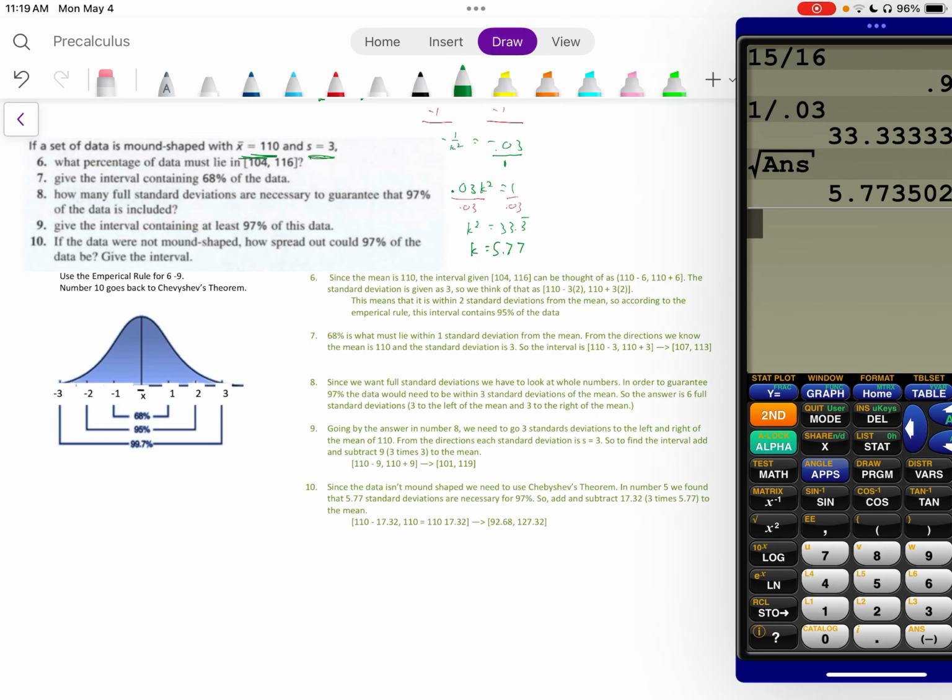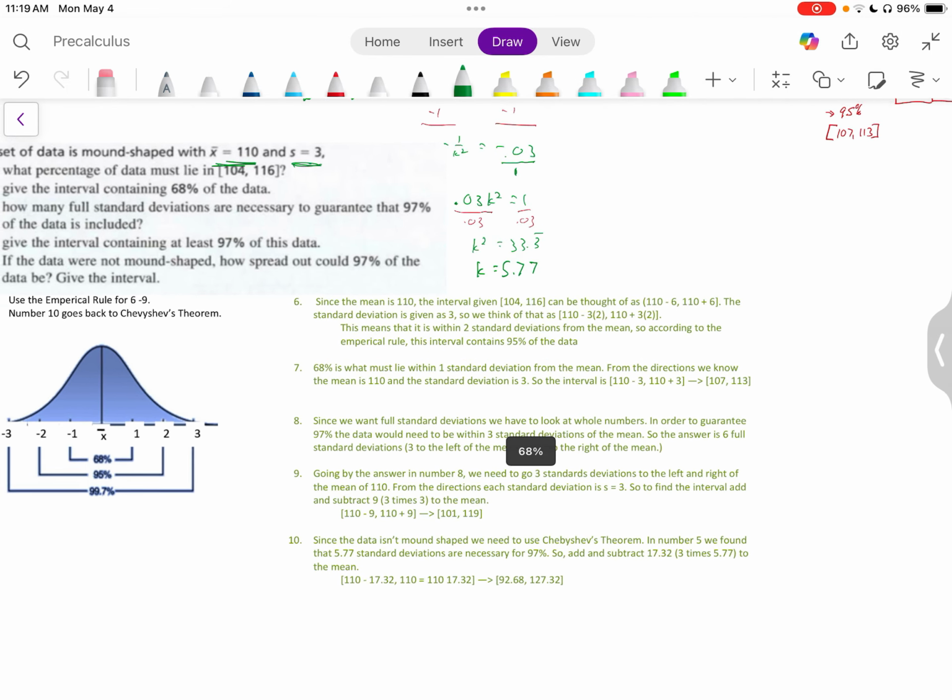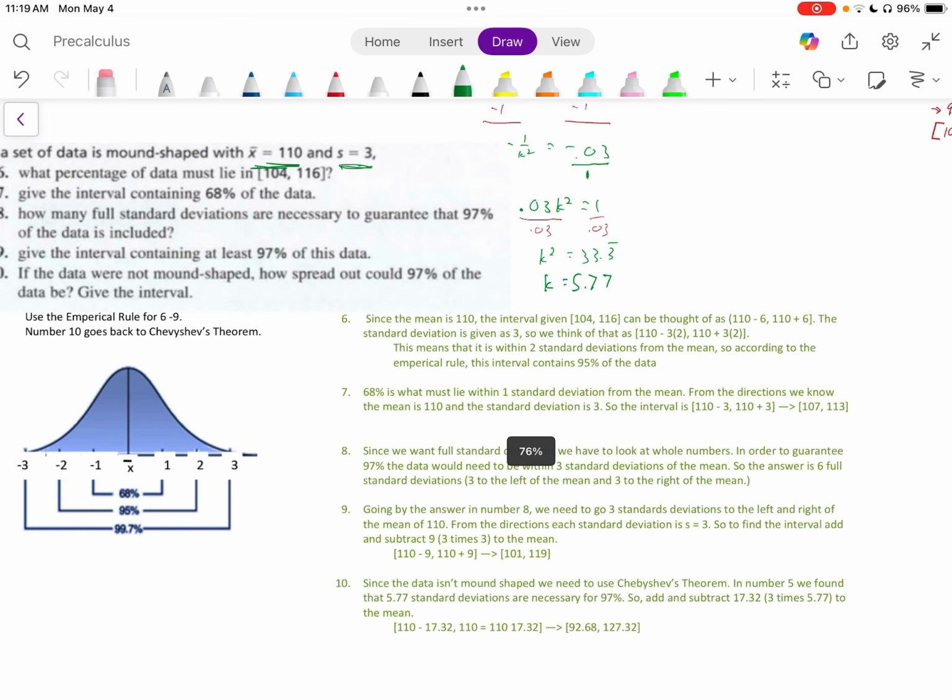All right, so I did a lot of typing for these questions. Let's see how much we can fit in here. Since the mean is 110, the interval is given from 104 to 116. We can think of that as our mean minus 6 gives us 104, and our mean plus 6 gives us 116.